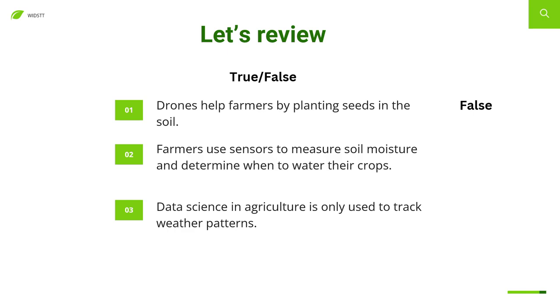Farmers use sensors to measure soil moisture and determine when to water their crops. And that is true. So sensors help farmers to decide or determine the best time to water crops, preventing overuse of water. Our last true or false. Data science in agriculture is only used to track weather patterns. And that is false. Data science helps with many things like soil health monitoring, precision farming, and even tracking the crop's health.